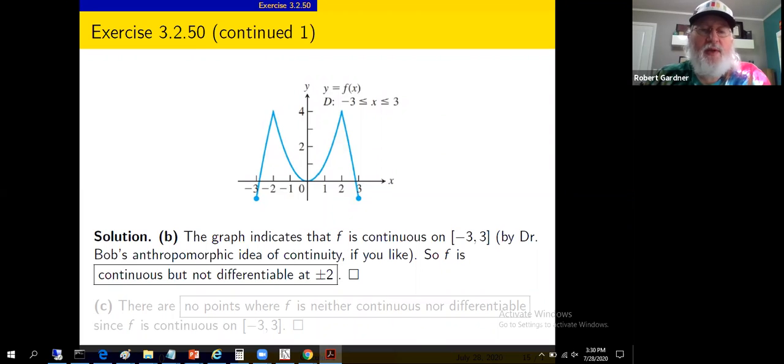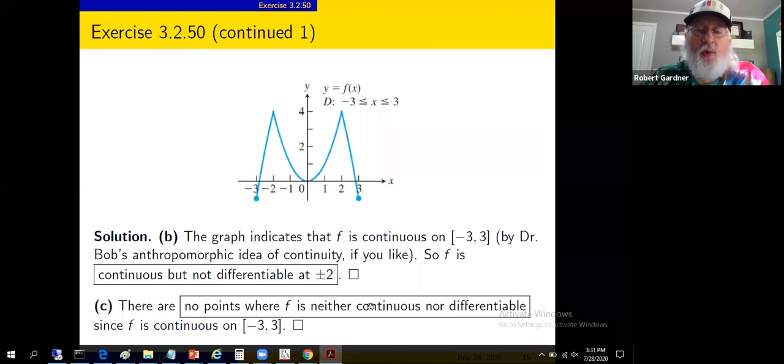Part B, what's up with continuity, but not differentiable? It's continuous everywhere, we decided. Maybe take Dr. Bob's anthropomorphic idea of continuity. You want to think about it as not picking up your pencil, and that'll work since it's defined on an interval. There's some places where that won't work, places where anthropomorphic stuff won't work either. But on this interval, we're okay. That's certainly a continuous function. So it's continuous on the interval from -3 to 3 throughout its domain. It is continuous with the appropriate meaning of continuity at the endpoints, but we had problems of differentiability at -2 and 2. So the question was, where is it continuous but not differentiable? The answer is at +2 and at -2.